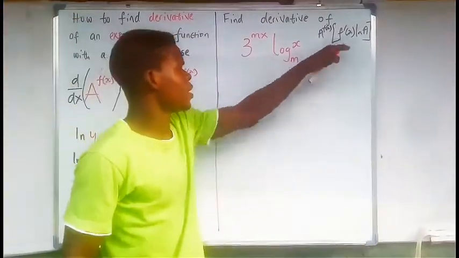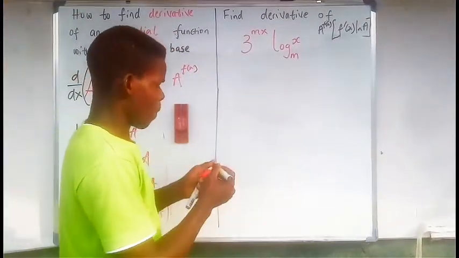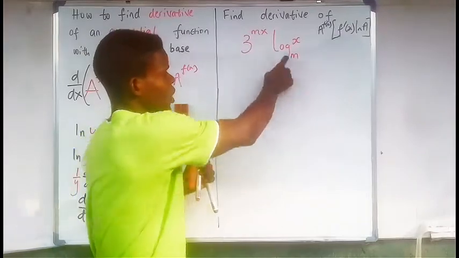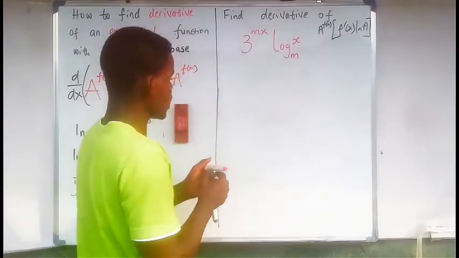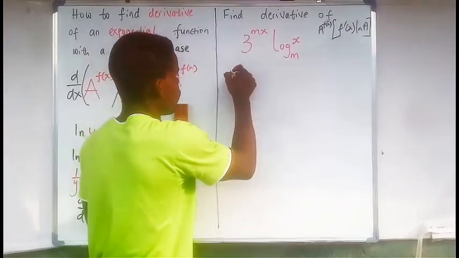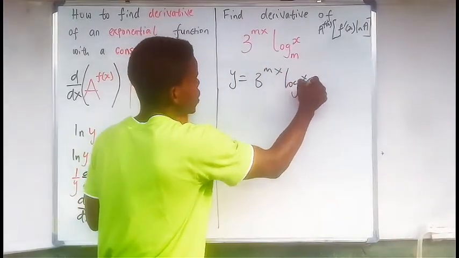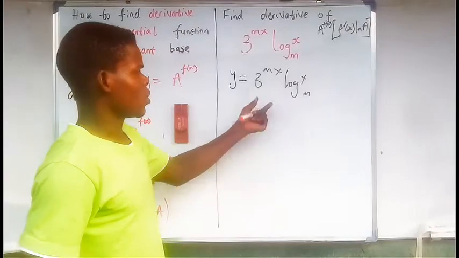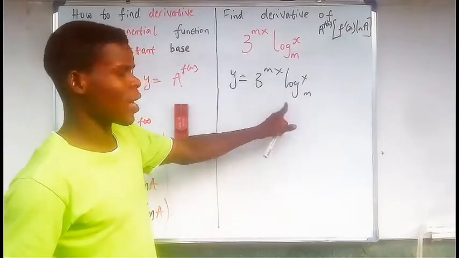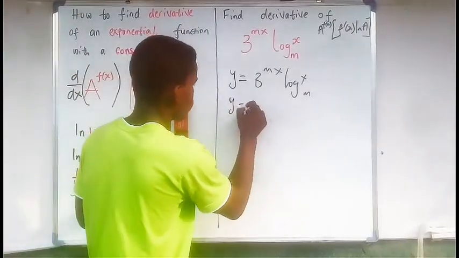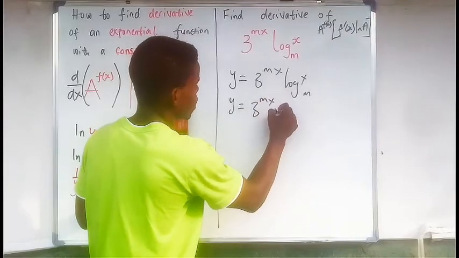So we just go and apply this for this left hand side. Now, I want you to note that we want to differentiate this, and this one has a logarithm here. So let's assign a variable for it. Let's just say y equals 3 to the power mx log of x to base m. Okay, so I'm going to split this. I'm going to rewrite this in this way. I'll say y equals 3 to the power mx times.